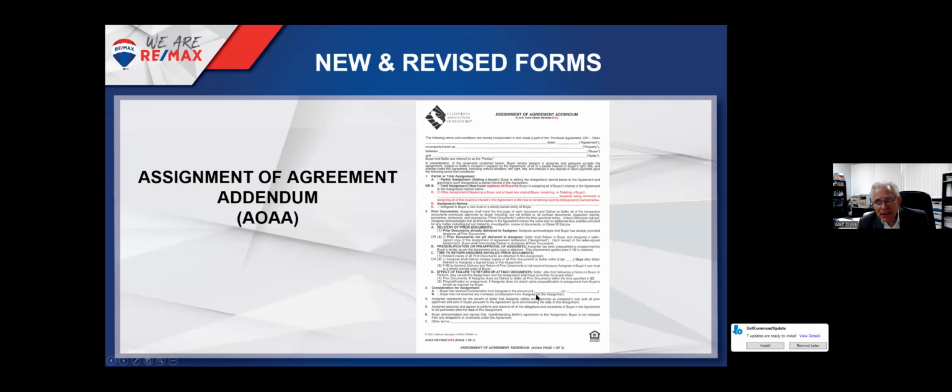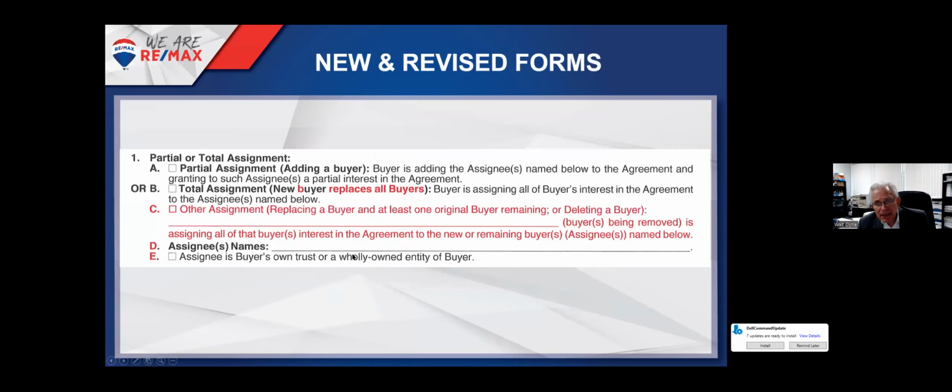An assignment addendum, the biggest change there is they've added a place where you're replacing one buyer, but you're keeping one of the original buyers. So that comes up sometimes, and the form works a little better now that you have that option. So not both buyers are being replaced, just one buyer. Say the husband's got a lousy credit report. So we'll take the husband off, keep the wife on, and add mom. Okay. So keeping one buyer, replacing the other buyer.